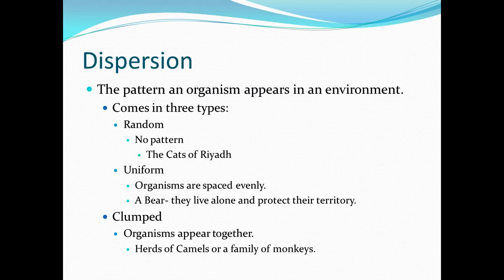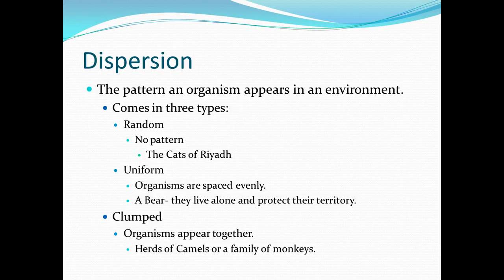Second one is called uniform. Uniform are basically organisms that are evenly spaced. These organisms typically like to protect their territory. They usually have their spot and they say, this is my spot and no one else gets here. That's what a uniform organism does. A bear is a good example of this because they protect their territory and they don't usually go outside of that unless they're going to fight for more territory, which then pushes one group out or one group gets more space, basically.